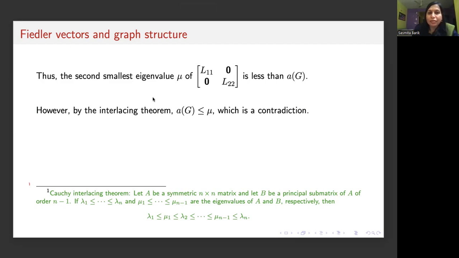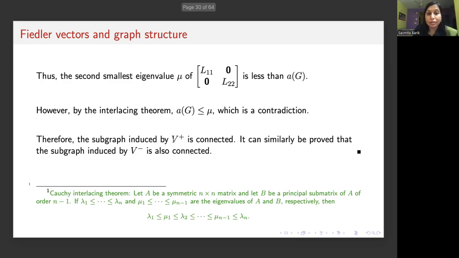That gives a contradiction: the second smallest eigenvalue of this is less than AG, but by the interlacing theorem, AG must be less than or equal to mu. So that's a contradiction. We assumed that the induced graph corresponding to the vertices in V plus is disconnected, and we proceeded and got a contradiction. So the assumption was wrong, and the subgraph induced by V plus must be connected.